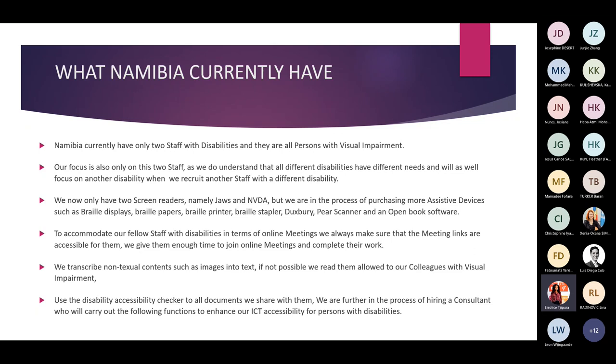We also make sure that the meeting links are accessible for them. We give them enough time to join online meetings and to complete their work. We also transcribe our meetings with non-textual content such as images into text. If not possible, we read it out loud to colleagues with visual impairment. And we also use a disability accessibility checker for all documents we share.